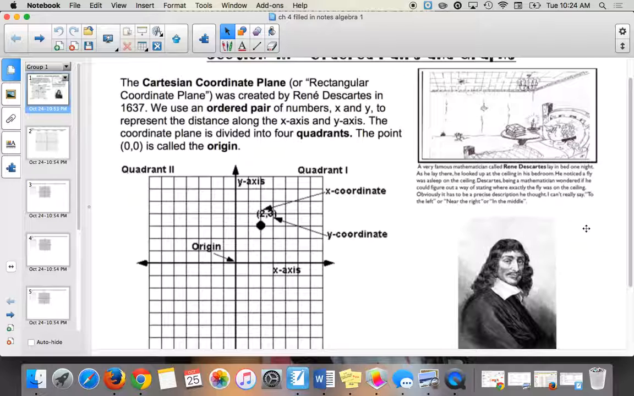All right, so we use an ordered pair of numbers, x and y, to represent the distance along the x and y axis. So you have a point here. You see how we have 2, 3? That 2, 3 means we go over 2 spaces, and then you go up 1, 2, 3 spaces. Notice how I'm counting the spaces, not the lines.